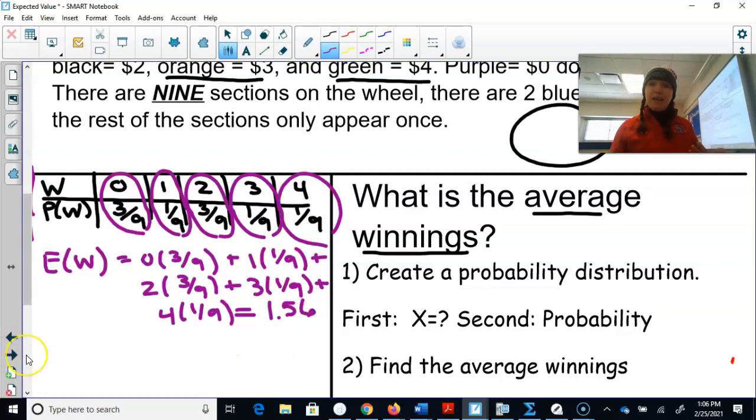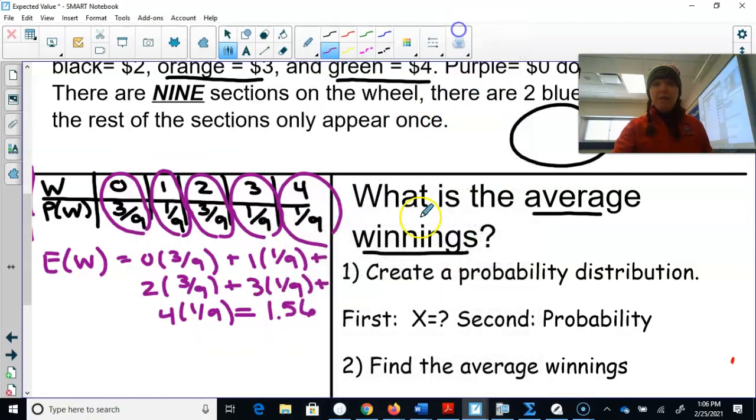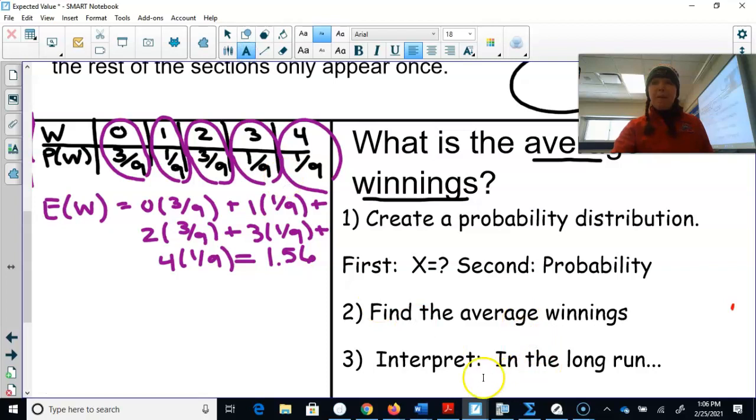And remember when we were talking about that distribution and we were talking about shape, outlier, center, spread, the center is the average, the expected value. The spread is the standard deviation. And that standard deviation is right here, sigma x, 1.34. It didn't ask for that right now, so I'm not going to worry about it. But here, we do want to interpret this.